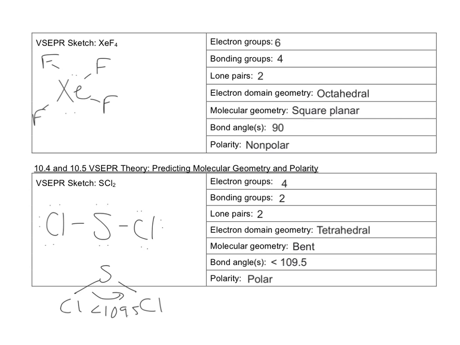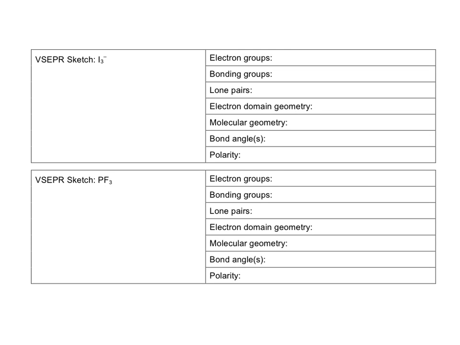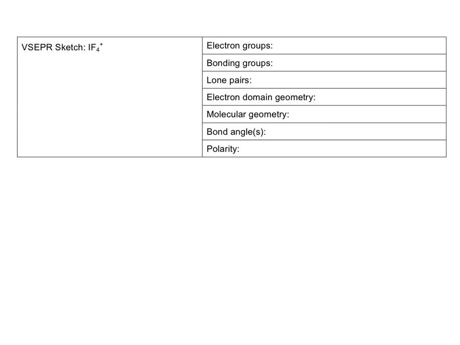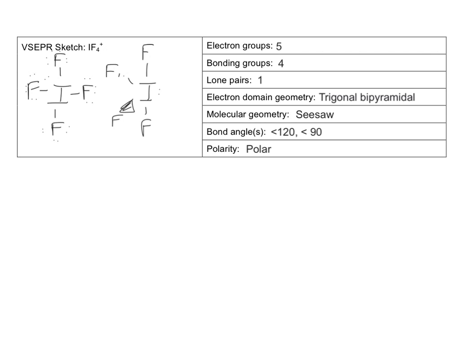So here are the answers to SCl2. Hopefully that's what you got, and if not, you can come see me and ask questions. And here are the answers for I3 minus and for PF3. So again, if this is not what you got, come see me and I can help you and we can go through the examples in more detail. And then the last one is IF4 plus. So here are the answers for that one. If you did not get them, again, come see me and I can help you out. And we're going to do more practice with these in class, so you'll get lots of practice trying to visualize these in 3 dimensions.